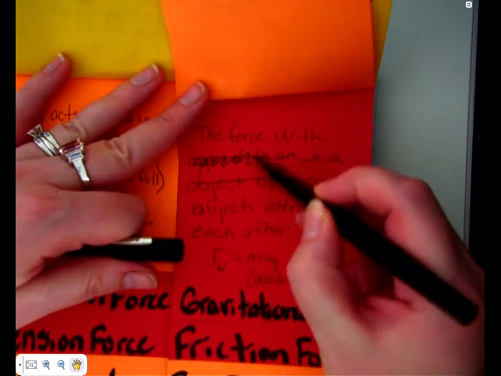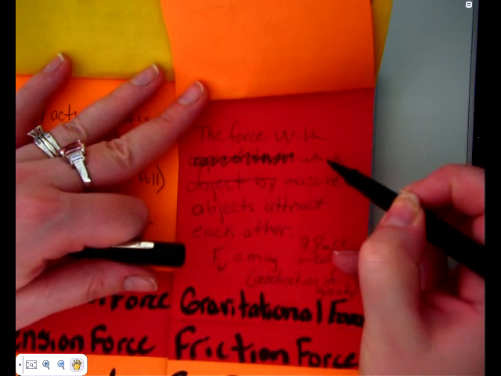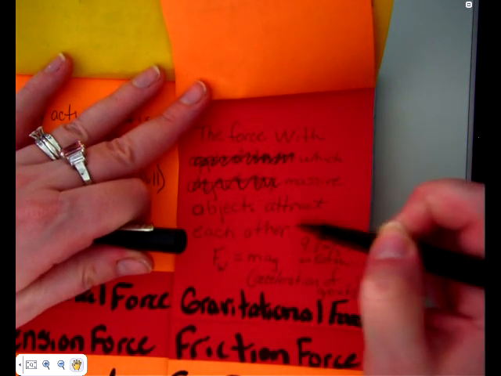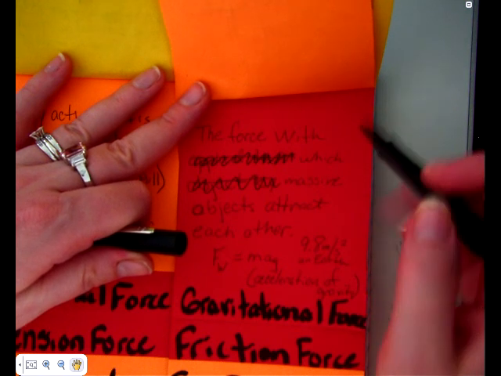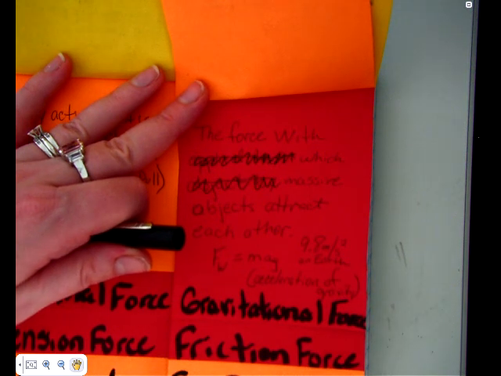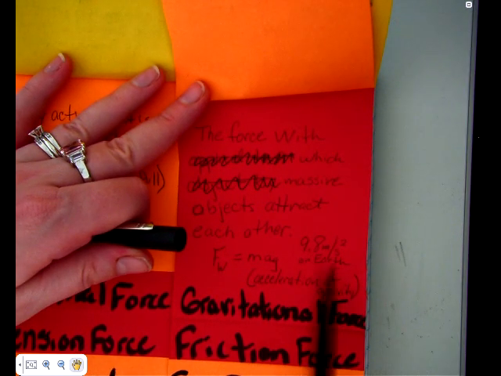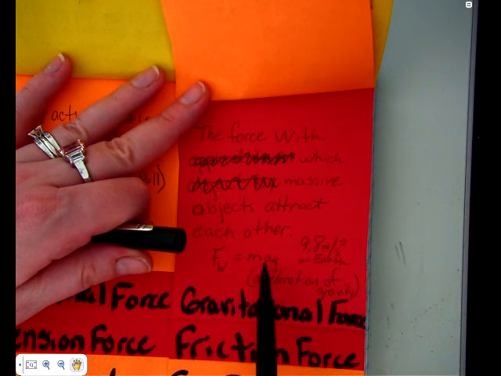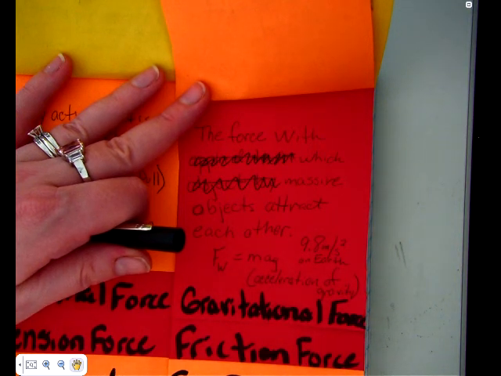The force with which massive objects attract each other. That should be what you have under gravitational force. Gravitational acceleration on Earth is 9.8 meters per second squared. And again, we use it in the force of weight. F sub W is equal to mass times the acceleration of gravity, A sub G, which ends up looking like AG, ag, acceleration of gravity.